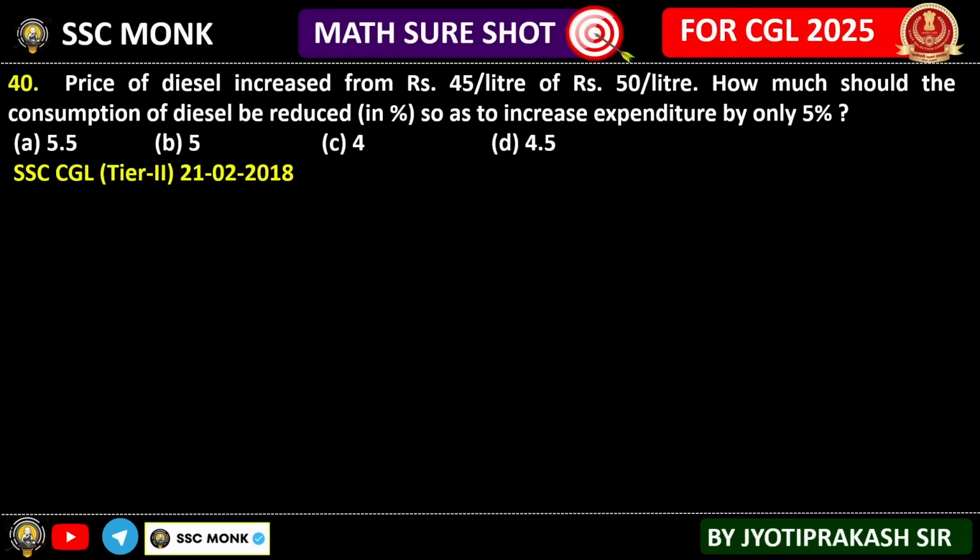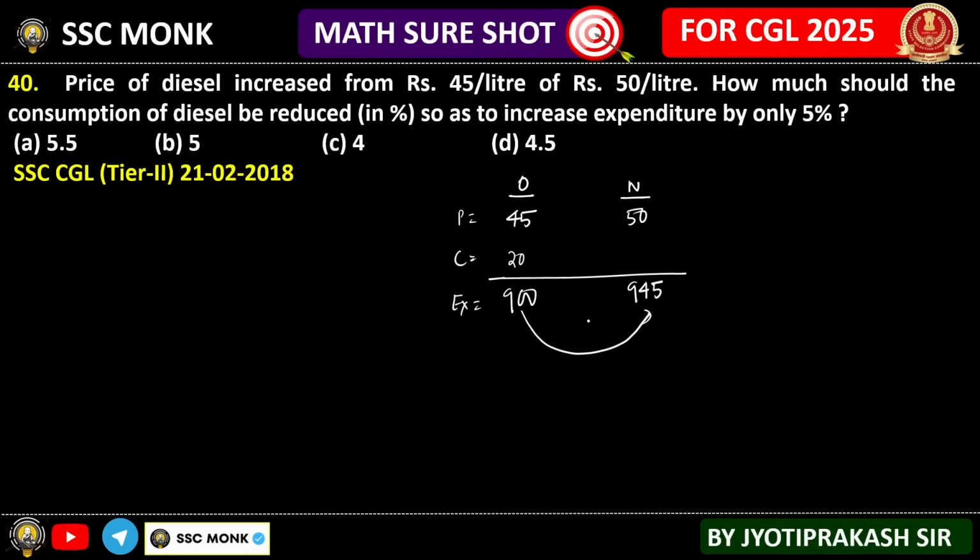How much should the consumption of diesel be reduced so as to increase the expenditure by only 5%? Let's say old, new. Old 45 rupees, new 50 rupees. Let's say previously he was spending 900 rupees because of the calculation. So 20 liters were consumed. This is consumption, this is price, this is expenditure. Okay. Now he wants to increase his total expenditure by 5% only. So new expenditure will be 945.